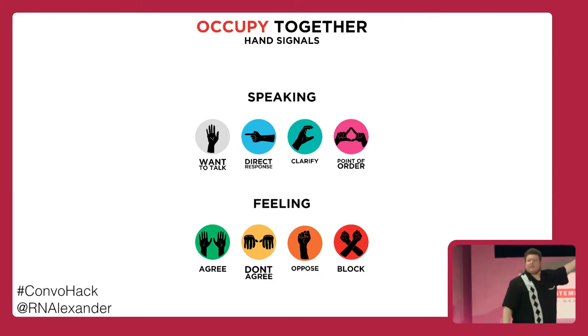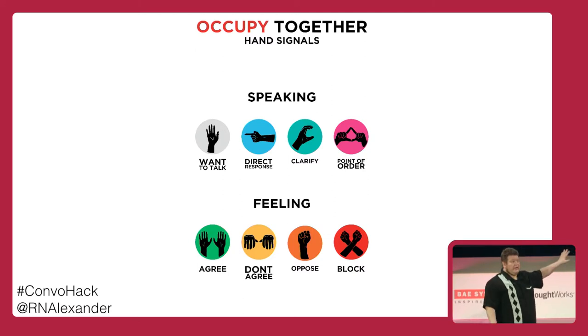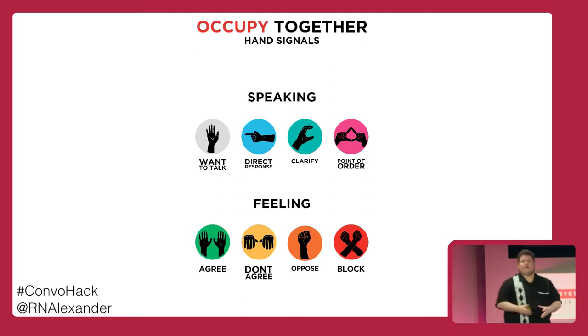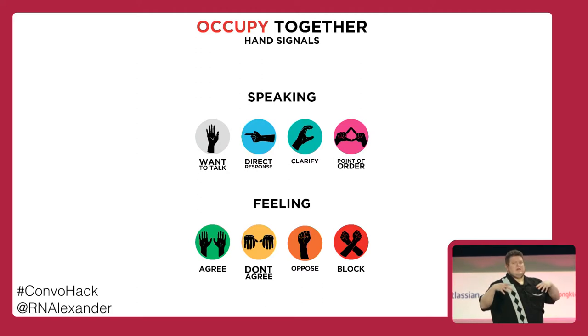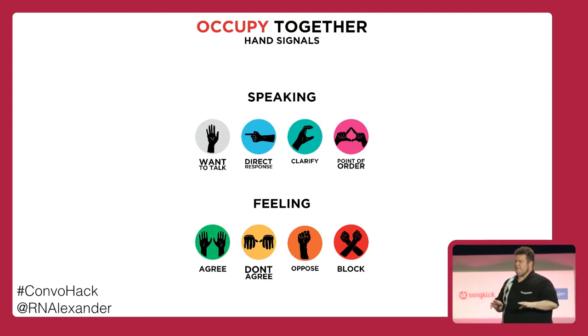They originally got them from Quakers, who used them at their meetings to speak with one another and help control the flow of conversation in very large groups. And I'm just going to take you through them real quick. They're really simple. There's four of them for speaking, which are kind of more of the flow control of topics, and there's four for feeling, which are consensus modeling. Those two kind of go together.